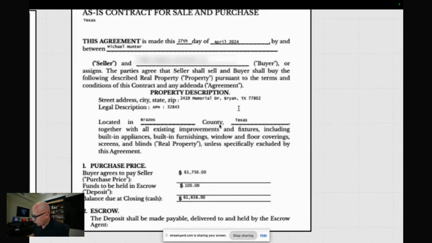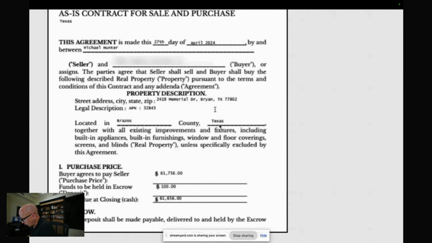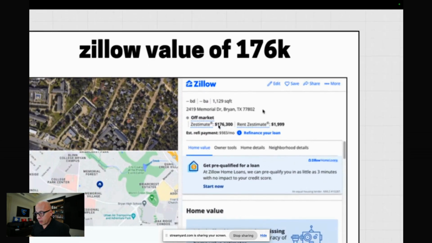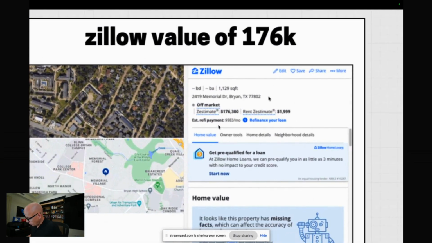And on this property here, you can see that we actually put this property under contract for $61,000. Now, one thing to note on this particular property is that the value of this property, according to Zillow, was $176,300. So again, we were able to put this property under contract for $61,000. It was estimated on Zillow to be worth $176,000. So there's obviously a great spread on there.